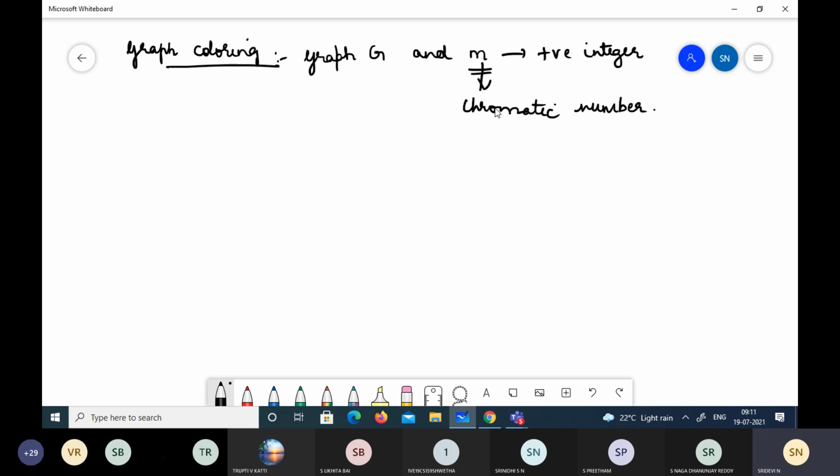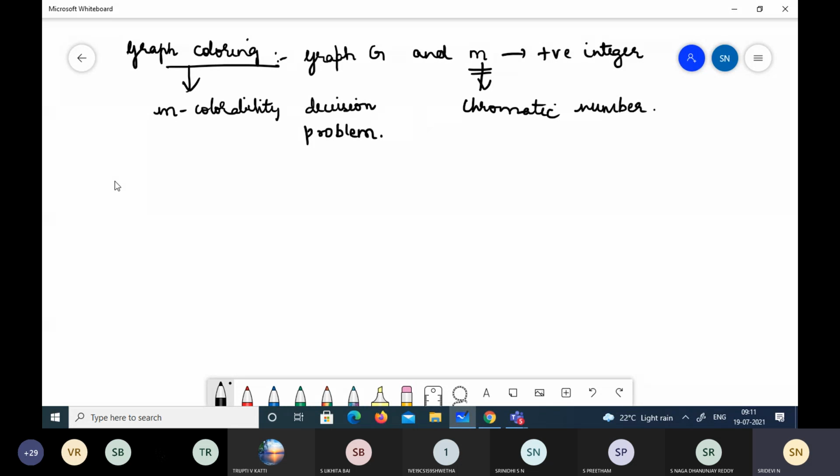It is an m colorability decision problem. It is also called m colorability because we are using m colors. Hence we call this the m colorability decision problem. So how to decide the number of colors which are required to color a given graph?